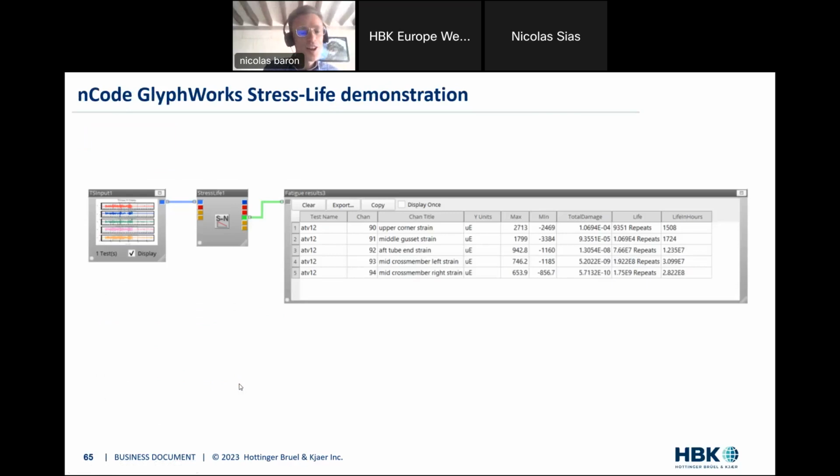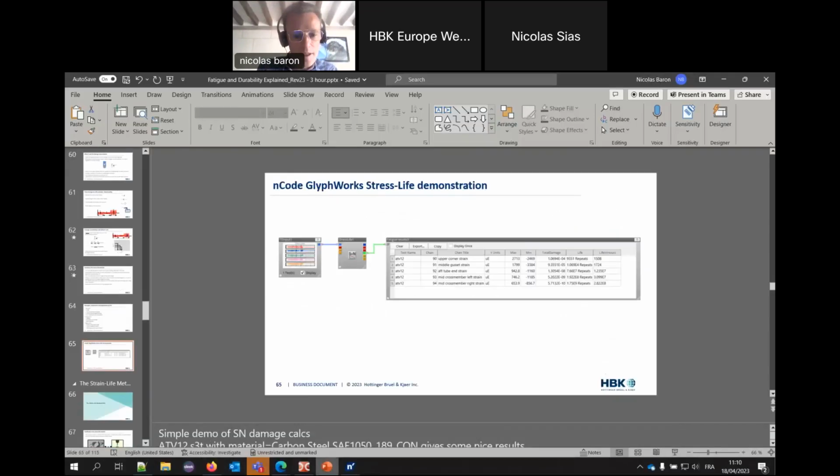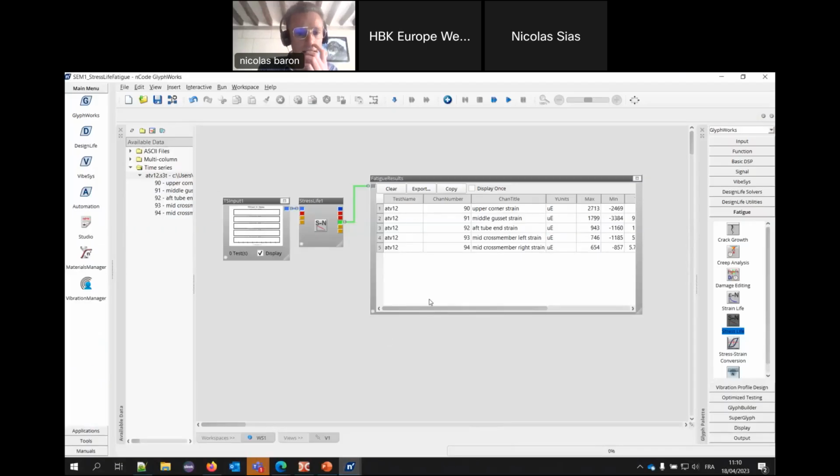Okay, I have talked a lot. Maybe it's time to switch and to show you how we can do that practically with our ENCODE software. So I'm going to switch to the software side now, so that you see how easy it is to do these calculations within ENCODE GlyphWorks. So let me move here, and now, if everything goes well, you should see my GlyphWorks interface. Yes, we do see it. Thank you, Nicolas. Great, wonderful.